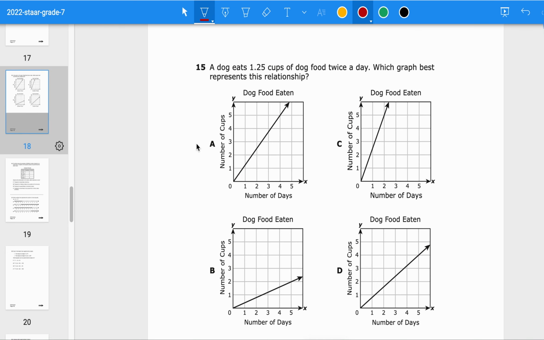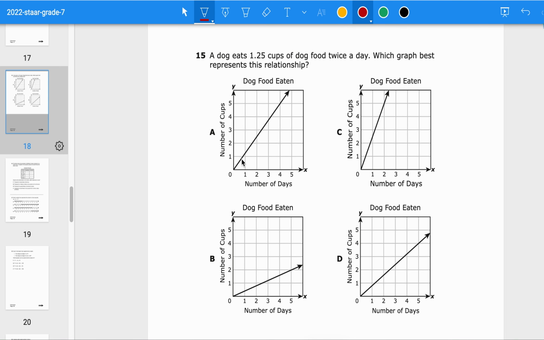Let's take a look at number 15. The dog eats 1.25 cups of dog food twice a day. So twice a day, each time is 1.25 cups. So let's see the numbers. Number of days, 1 through 5, that looks good. And how many cups of dog food will it eat in one day? 1.25 multiplied by 2, right? That'd be 2.5 cups. So if you look at this one, for one day, it should be 2.5.